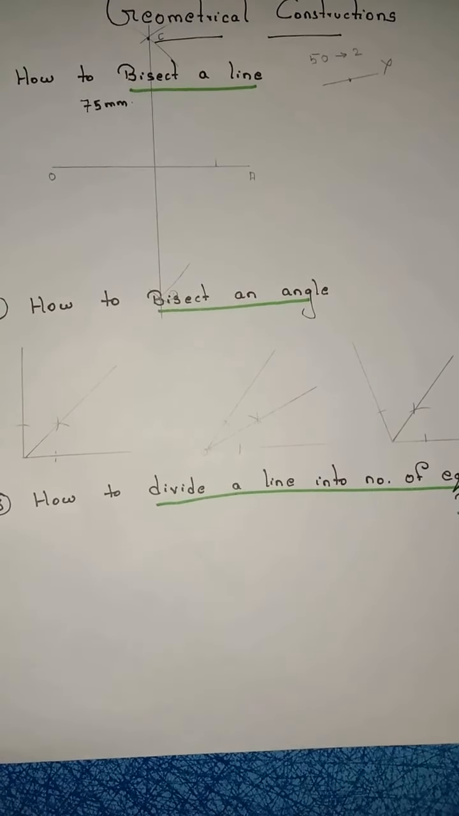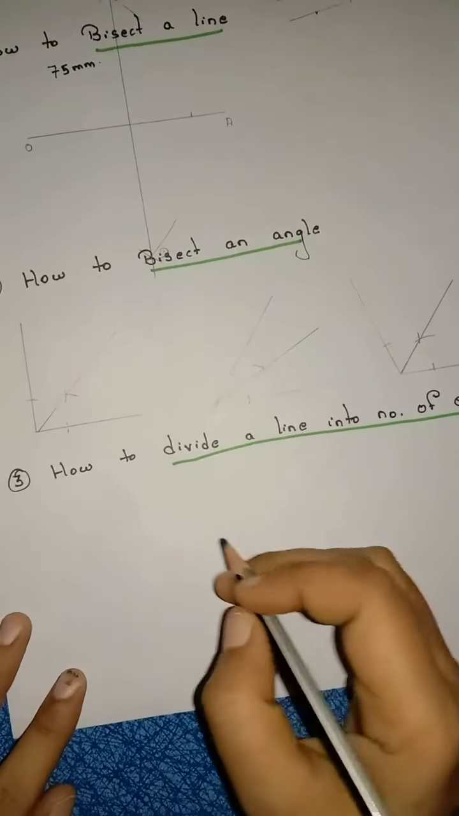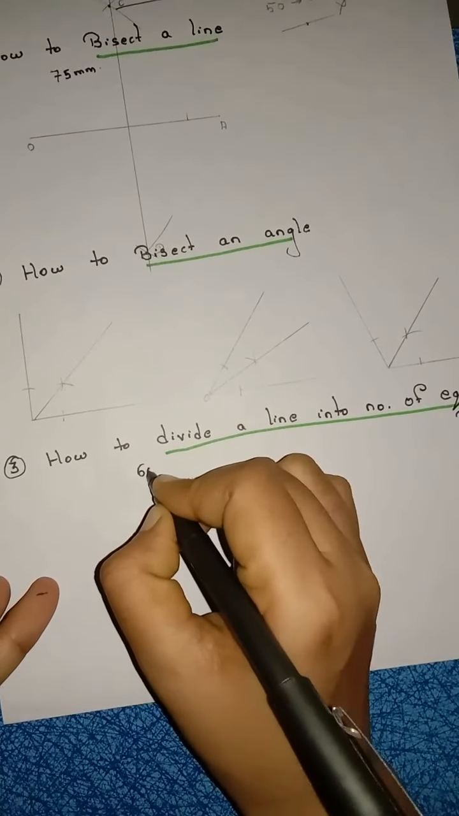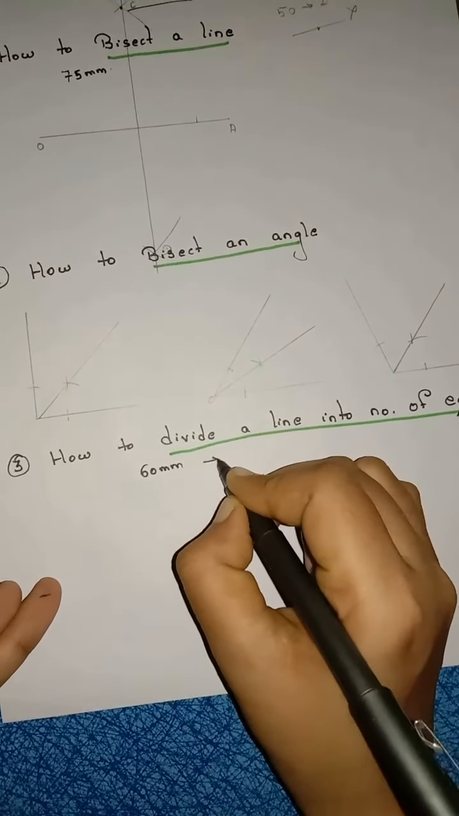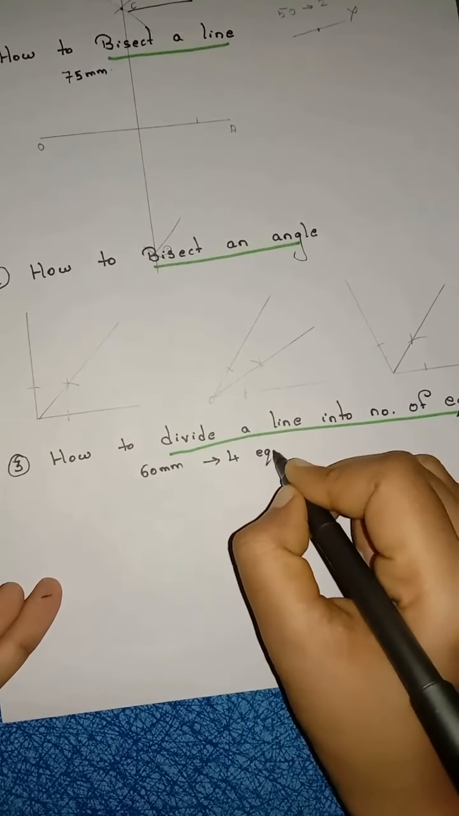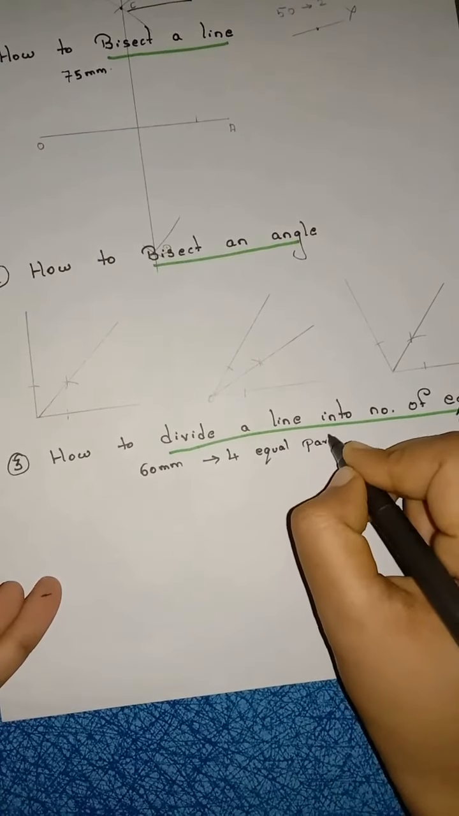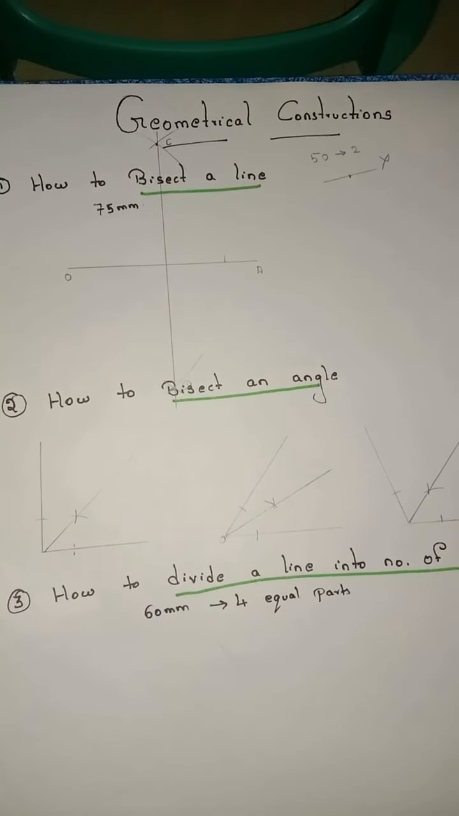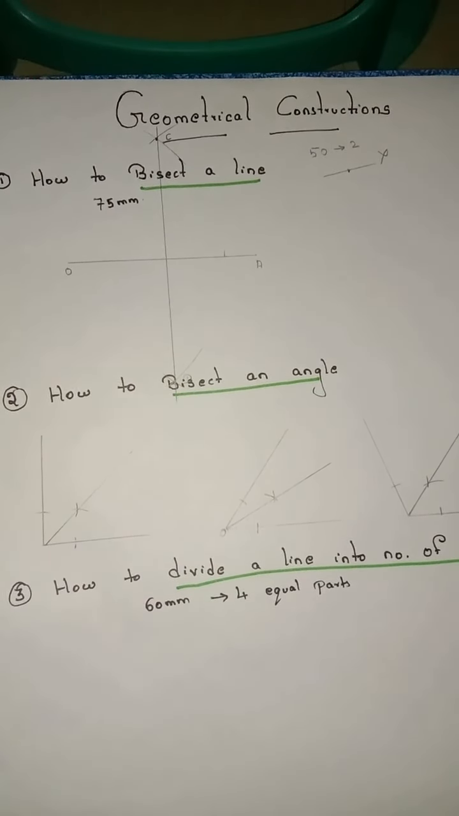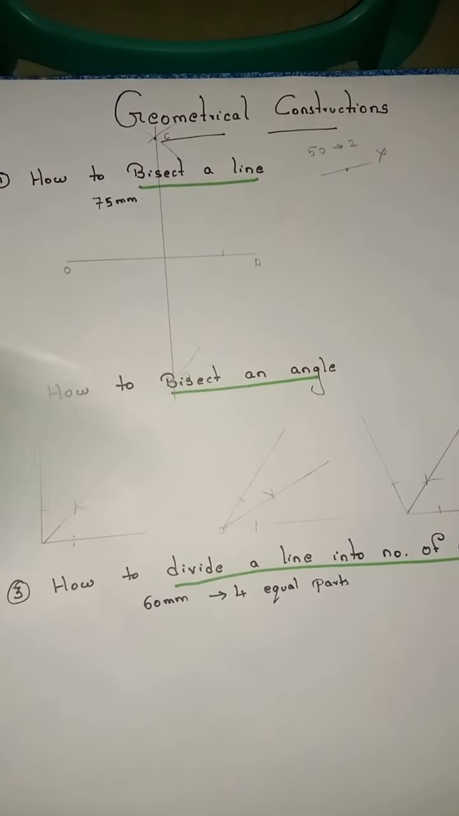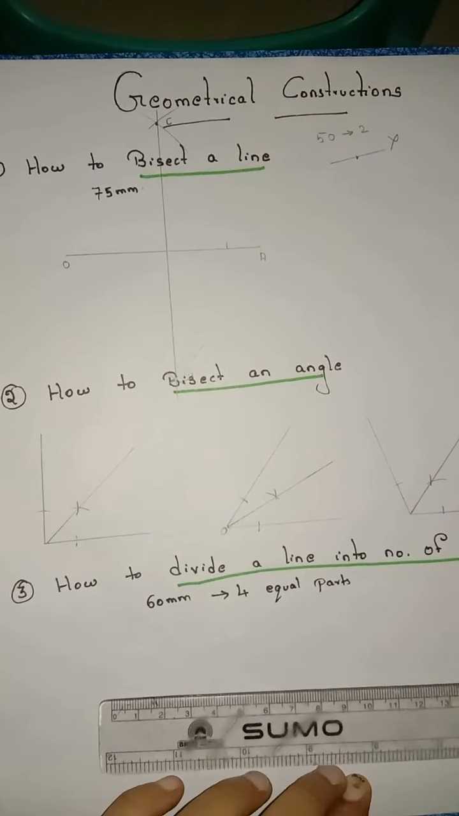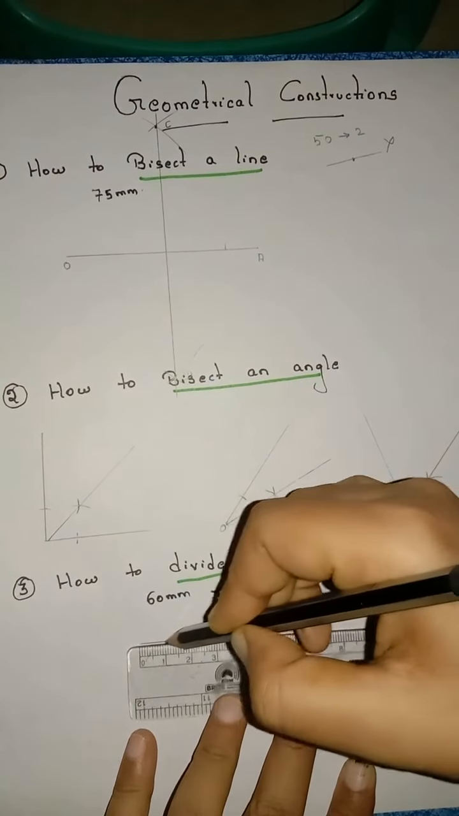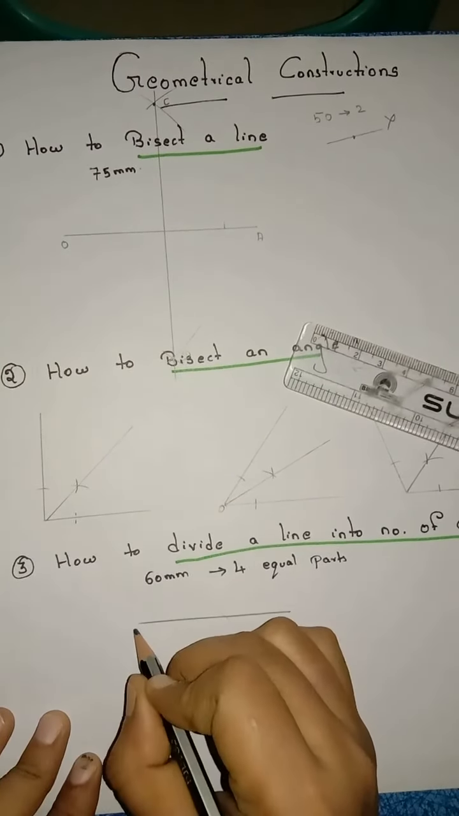Now, how to divide a line into a number of equal parts. See here, I am taking a 60 mm line and dividing it into 4 equal parts. Actually, we could draw a 60 mm straight line and divide it into 4 equal parts by plotting the points, but that is the wrong method. You have to follow the constructional method. 60 mm means 6 centimeters, so draw a 6 centimeter line. Name it O and A.